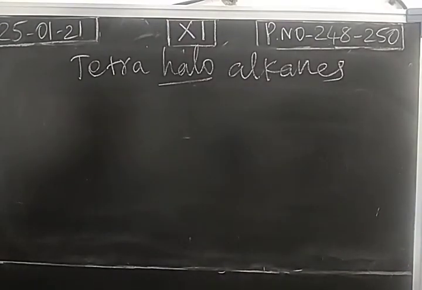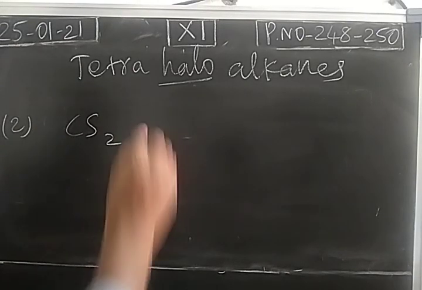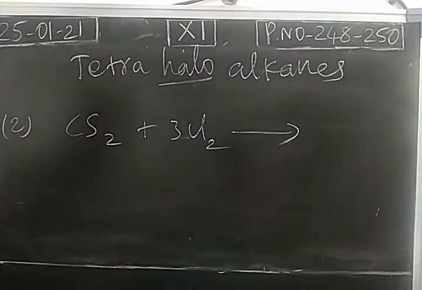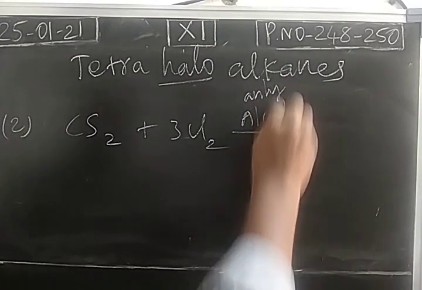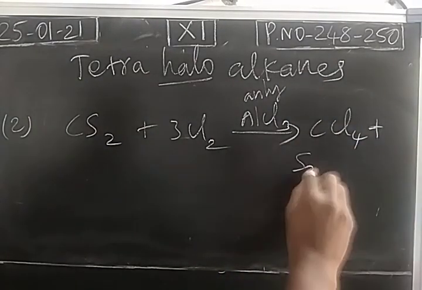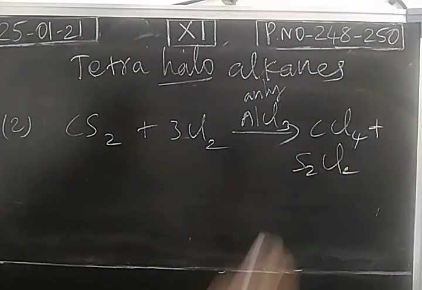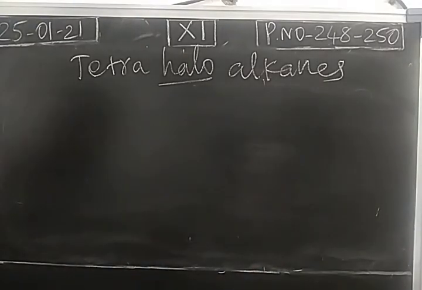The second preparation method is using carbon disulfide. We can take carbon disulfide, which is treated with chlorine in the presence of anhydrous aluminum chloride as catalyst. We get carbon tetrachloride with the liberation of S2Cl2. This is called disulfur dichloride. So this is the second preparation method. Physical properties: carbon tetrachloride is a colorless liquid with a specific smell and it is insoluble in water. Since it is non-polar in nature, it is soluble in organic solvents.